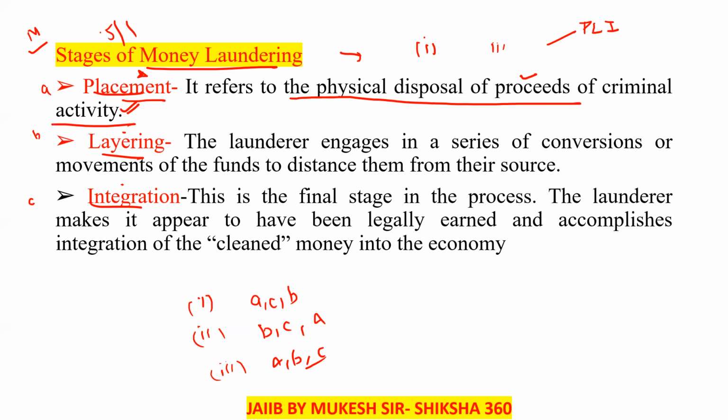Next one is layering. That is basically if you are getting funds at one place, you divide it into further parts so that it is very difficult to trace. Under layering, the launderer engages in a series of conversions or movements of the funds to distance them from their source, clear.